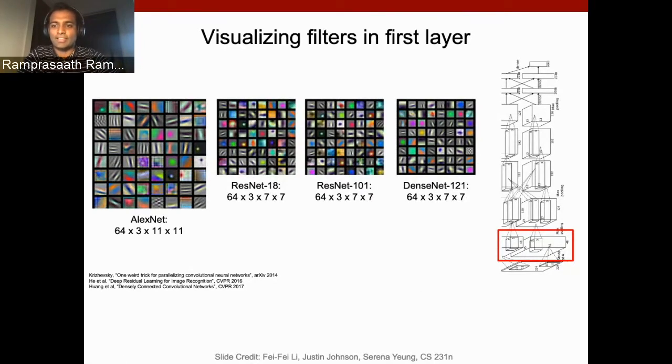Interestingly, the human visual system is also known to detect these kinds of things, like oriented edges, at very early layers. It turns out that these artificial neural networks also learn somewhat similar things.